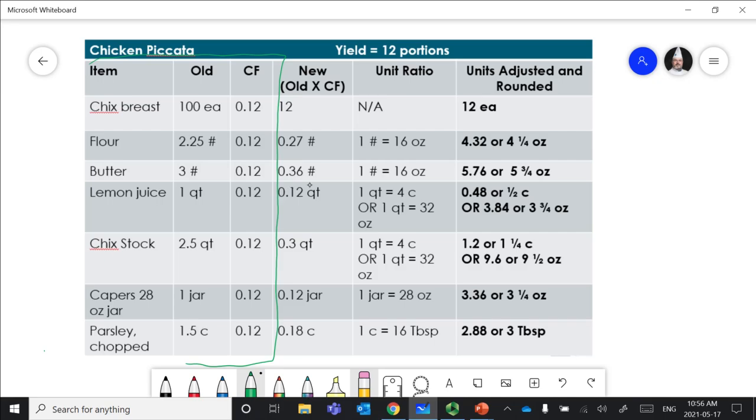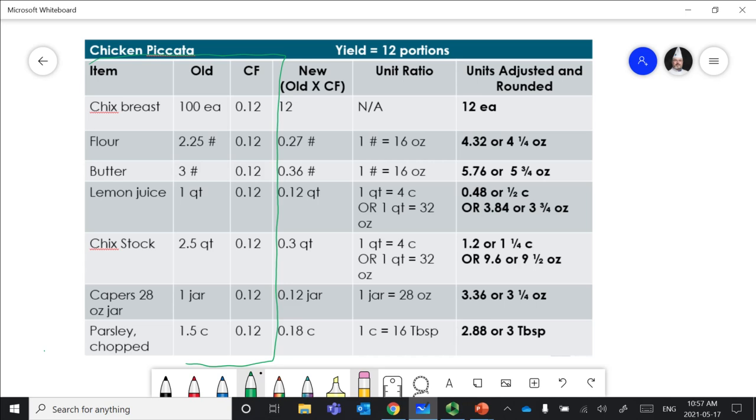So like 0.36 of a pound of butter, I'm probably going to measure in ounces, right? Lemon juice, we're going to assume that that is like water. It's a water-like substance, so we can do a straight conversion using our pints to water, or 32 ounces equals a quart, right? Chicken stock, same thing, right?